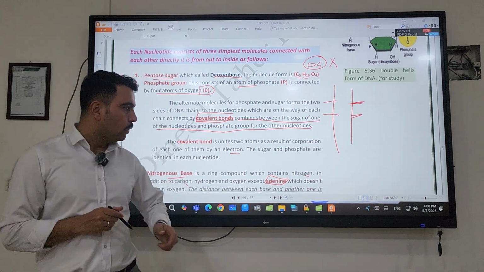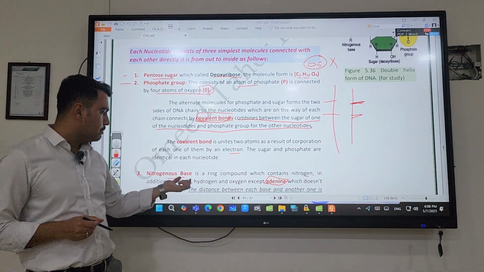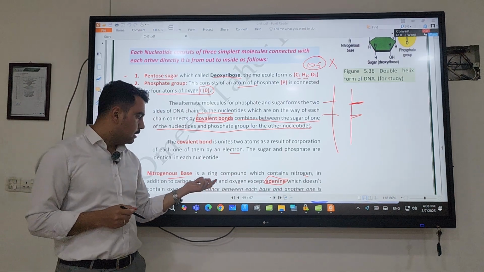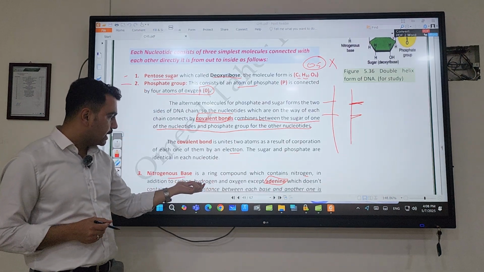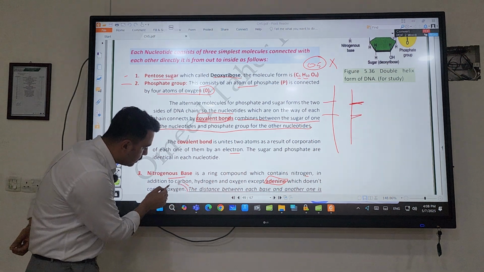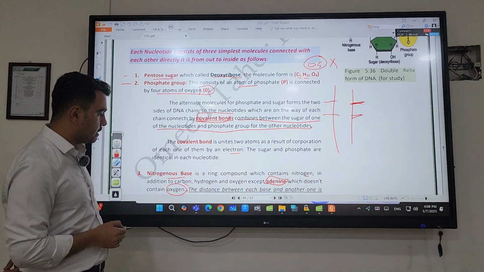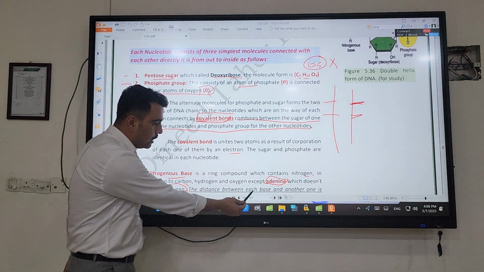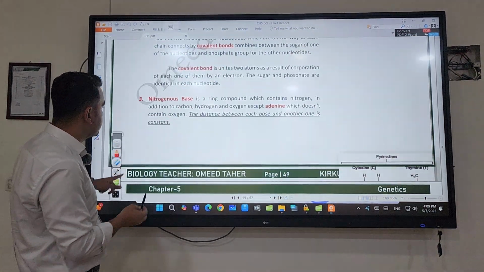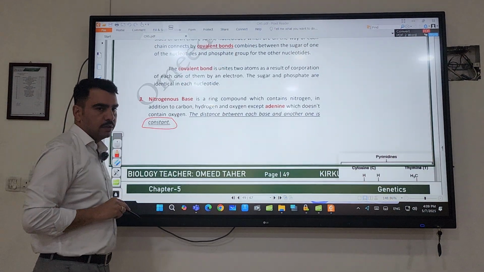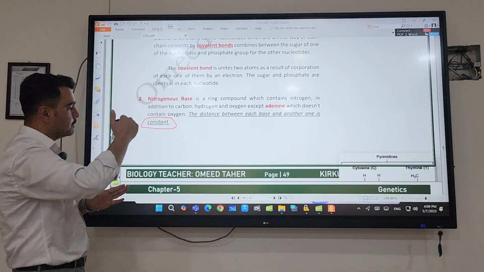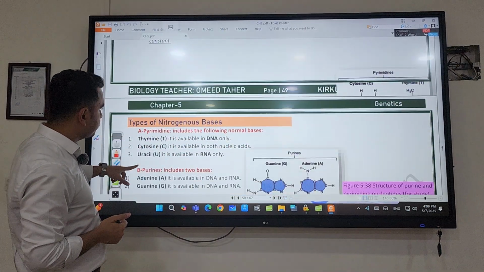I can ask you, all nucleotides or nitrogen bases have these atoms, except adenine, which does not contain oxygen. That's why we call it deoxyribonucleic acid. So the distance between each base to another is what? It is constant. It doesn't change. This is very important. The distance between the molecules always stays the same.